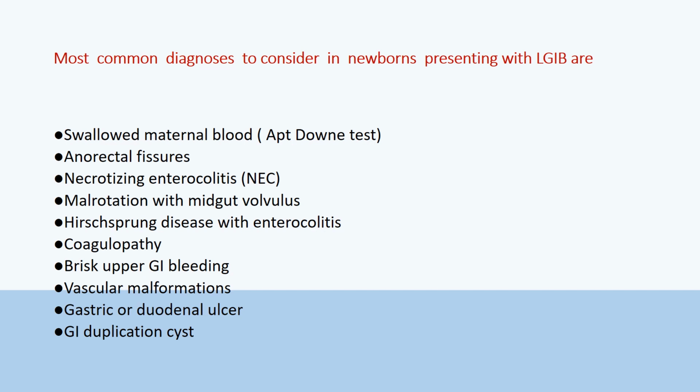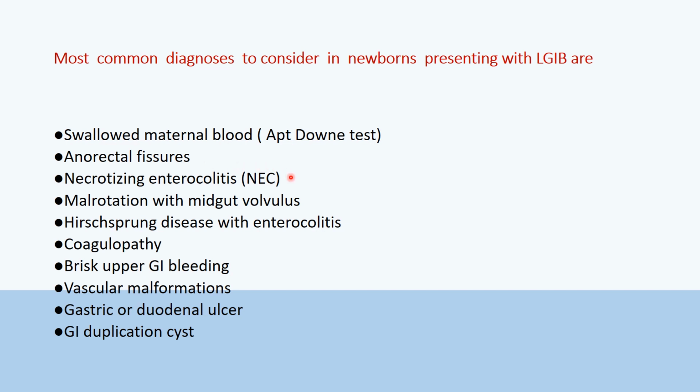The most common diagnosis to consider in a newborn presenting with lower GI bleeding is swallowed blood. Now, how do we determine whether it is maternal blood or is coming from the baby? There you have the Apt-Downey test, and it detects the fetal blood, which reacts differently to an alkaline reagent versus the adult blood. Anorectal fissures happen with severe constipation normally.